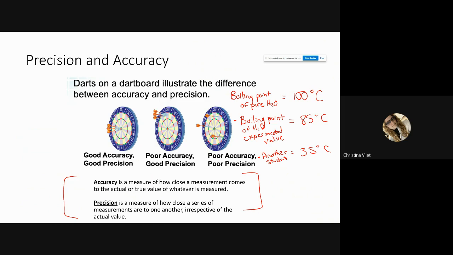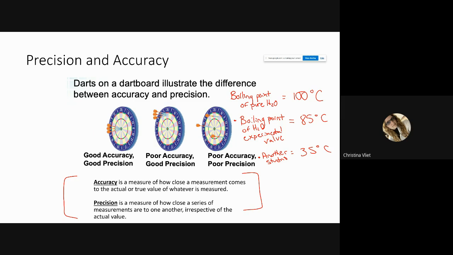Let's say you measured the boiling point of water a second time, you got 87. A third time, you got 86. Are your values precise to each other? Yeah. But are they still kind of far off from the right answer? Yeah, so precise but not very accurate. That probably means there's some systematic error, meaning that the same mistake keeps getting made over and over again, or the device you're working with is faulty. Could actually be another systematic error.